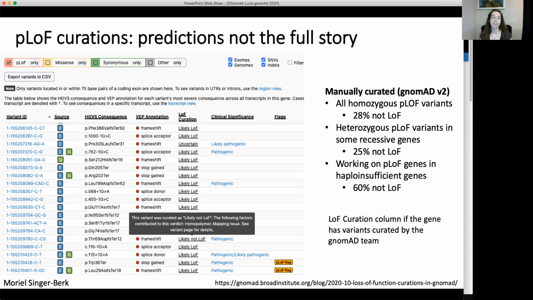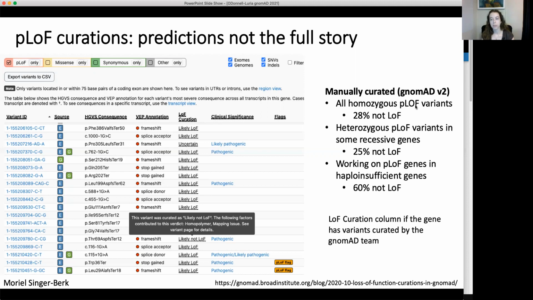we think are interesting, and this is a continual endeavor led and largely done by Moriel Singer-Berk, along with a number of other individuals who have curated this data that you can read more about here. They have commented on whether they think the variant that is called loss of function is likely to result in loss of function, or if there's some reason why it is not. For example, this variant is found in a homopolymer and there are some mapping issues.